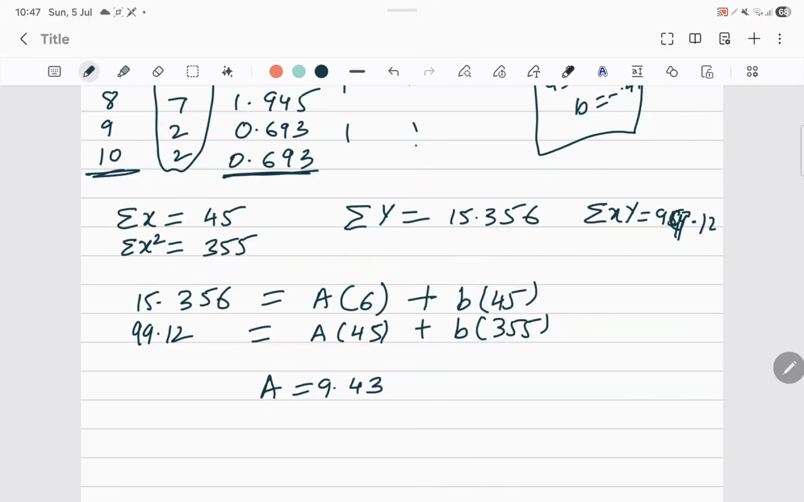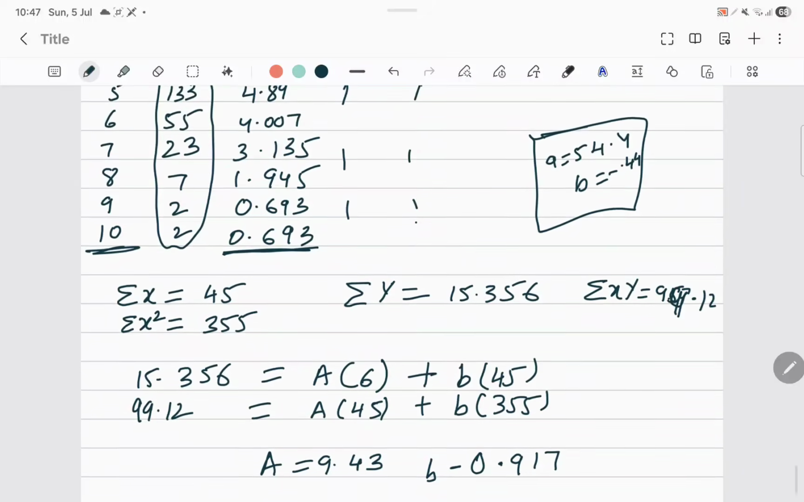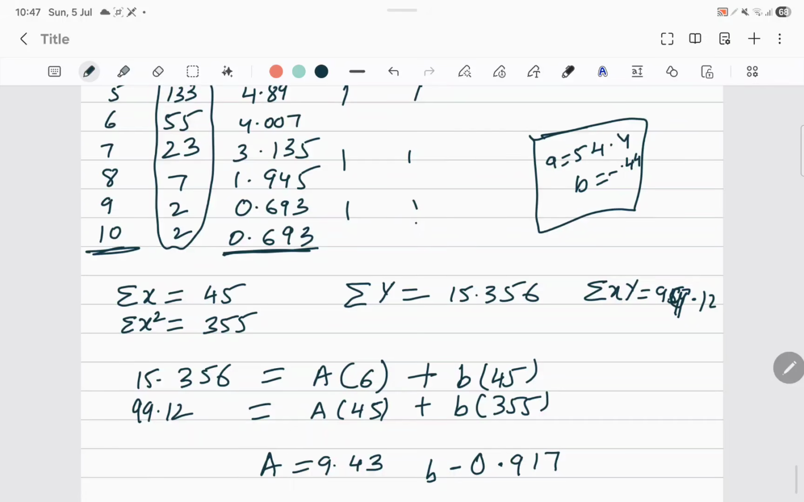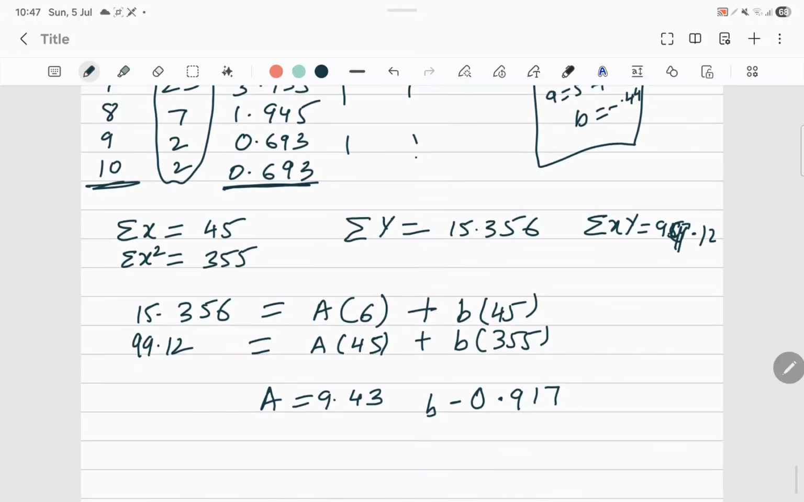as minus 0.917 with negative sign. Okay, so let me check. So my values are varying. So why are my values varying? Maybe I have made some silly mistake here.